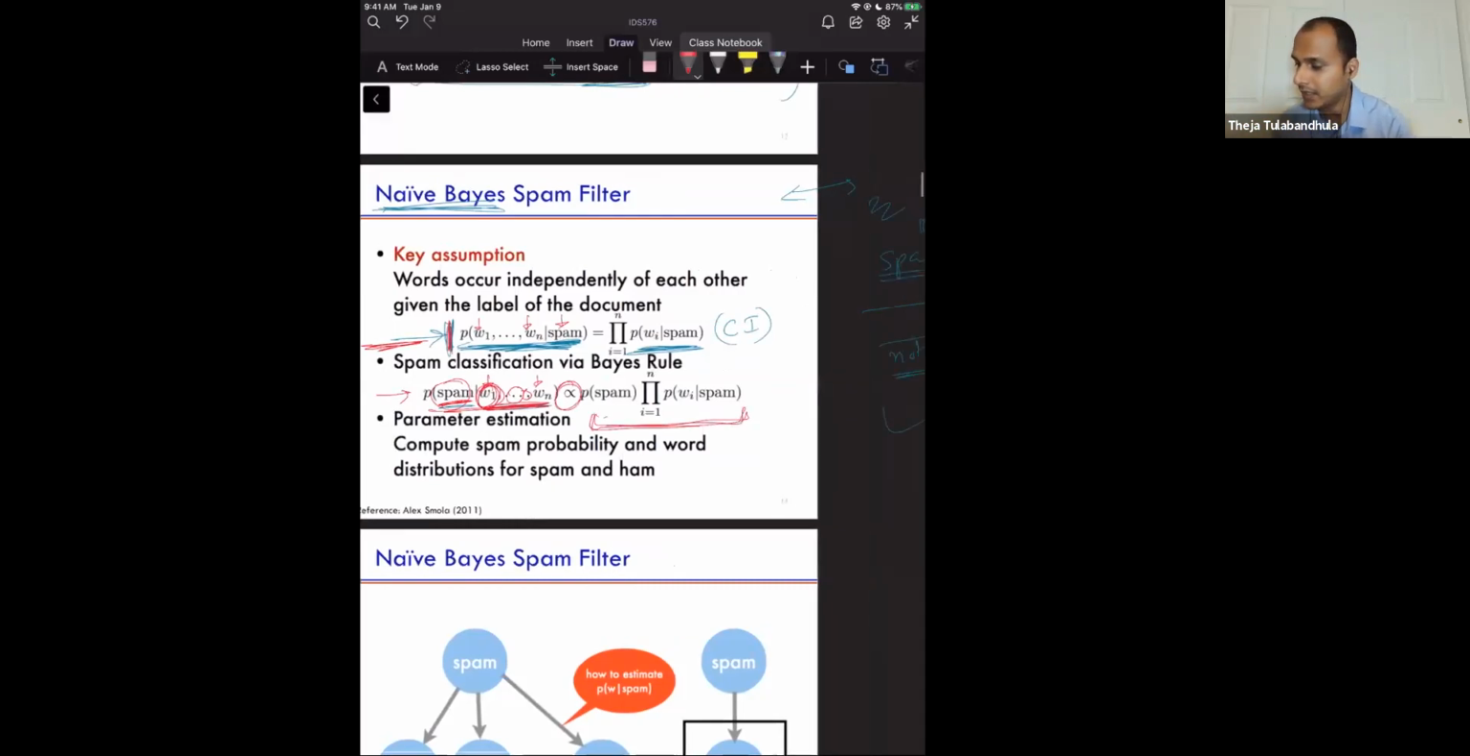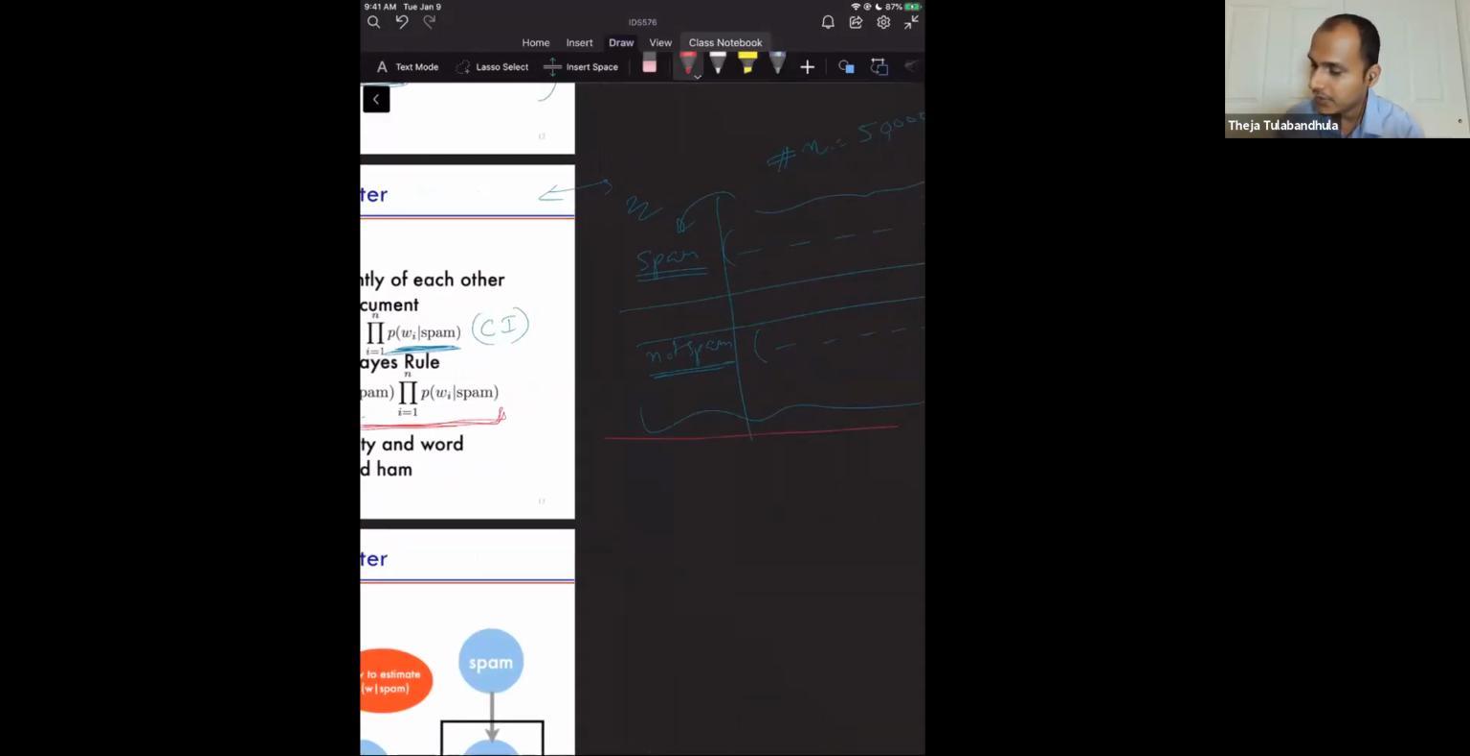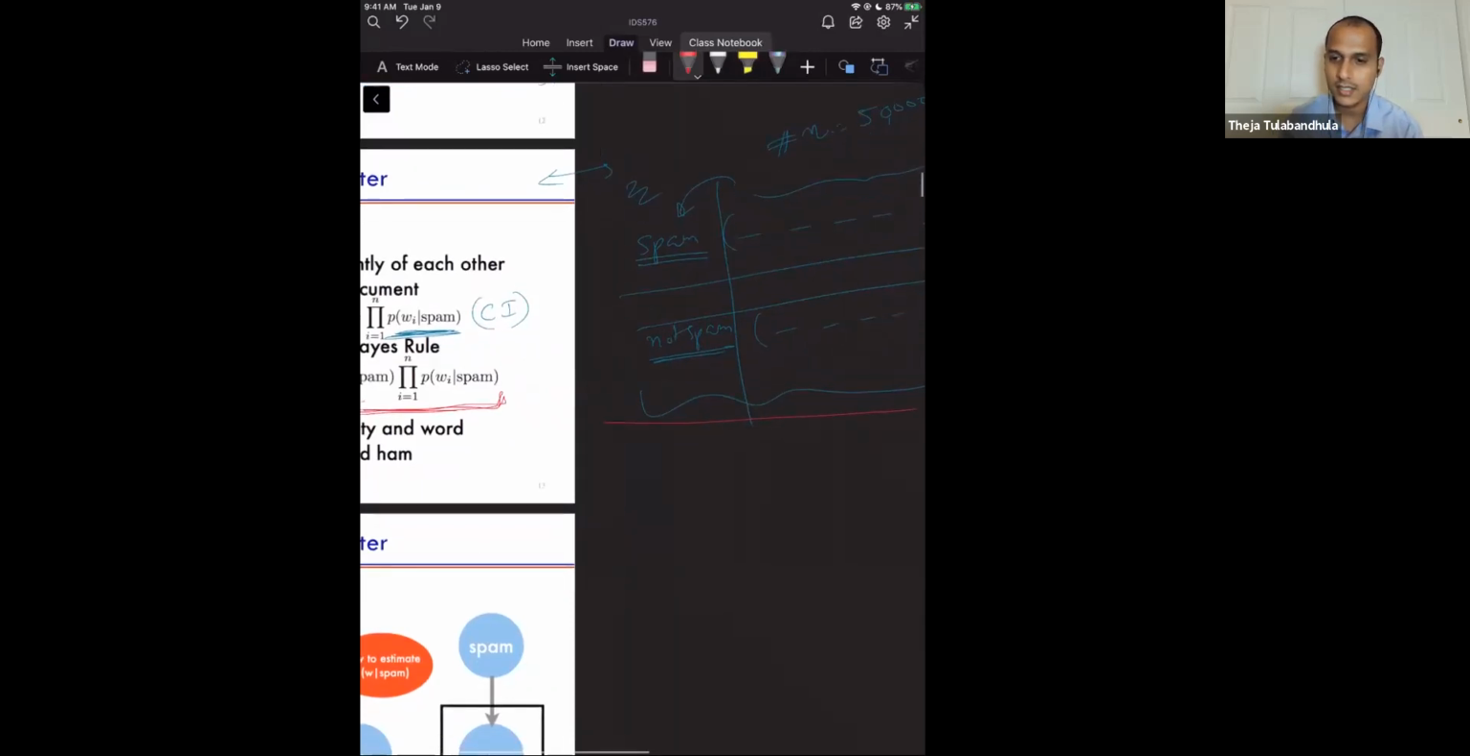Okay, so let me see. Can you see red better? So probability of spam. Okay, you can see the red better. Okay, probability of spam, comma, word 1, word 2, and all the way to word n. So this is a joint distribution of all these random variables.